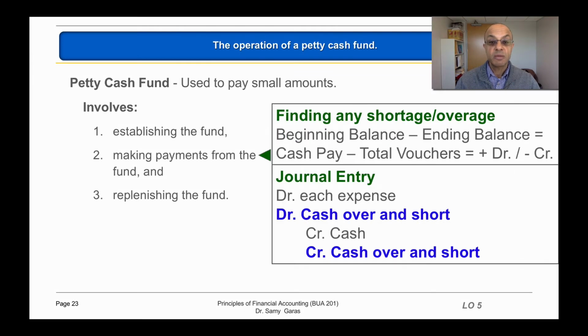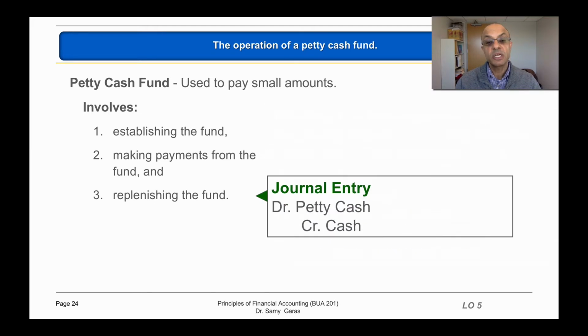Then, after some time, when we consume all the expenses, we try to replenish the fund by doing an equation first, where we subtract the ending balance of cash from the beginning balance to get all the cash payments, minus all the total receipts or vouchers. We might get zero difference, or a debit balance, or a credit balance. And if the difference is debit, we put it in the debit cash over and short. If it's credit, we put it in the credit account.